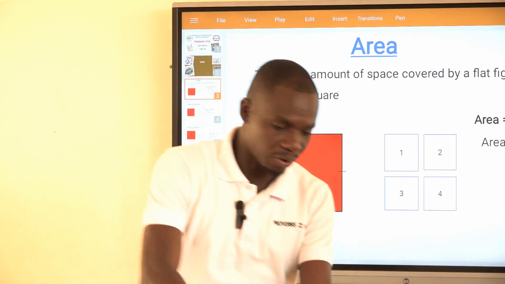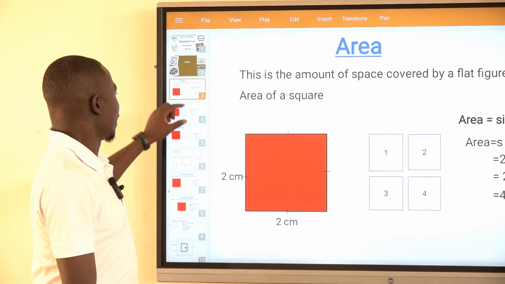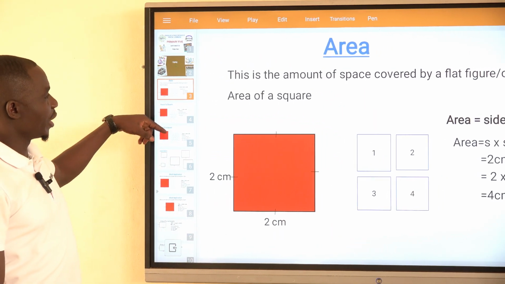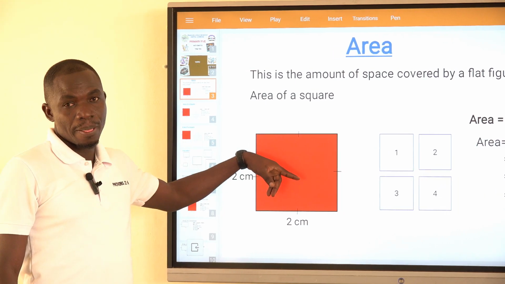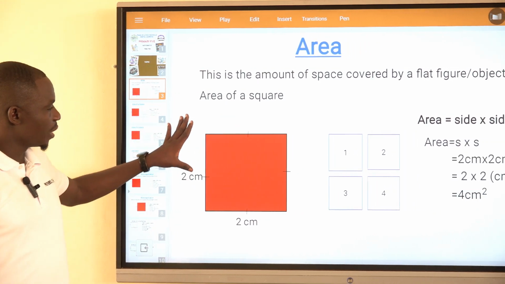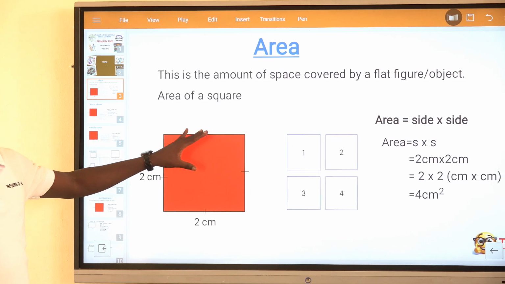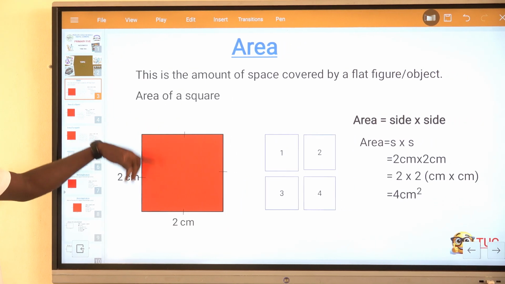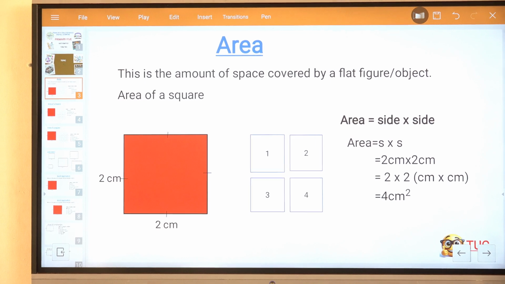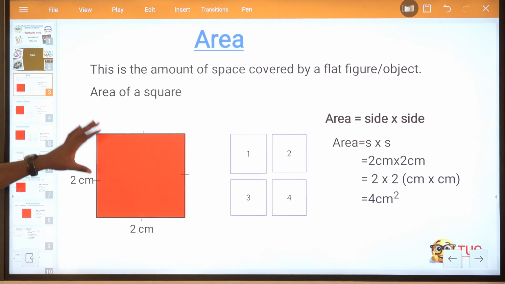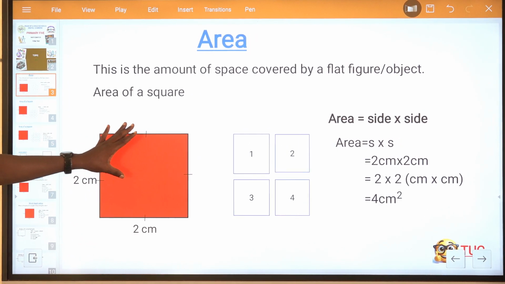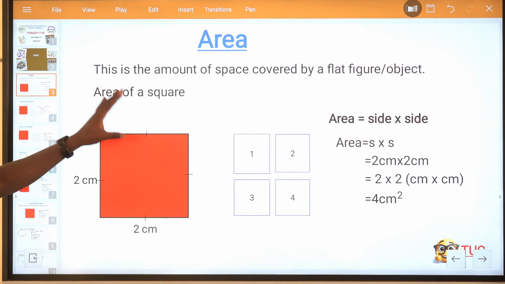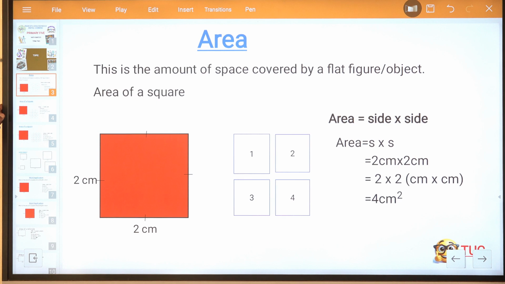But for this lesson specifically, let's look at a square. A square is a polygon with four equal sides. Four equal sides. On top of that, a square also has four right angles, so you don't have to forget that. So let's look at this example of ours.